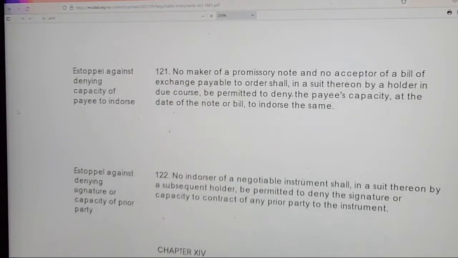Estoppel against denying capacity of payee to endorse. 121. No maker of a promissory note and no acceptor of a bill of exchange payable to order shall, in a suit thereon by a holder in due course, be permitted to deny the payee's capacity at the date of the note or bill to endorse the same.